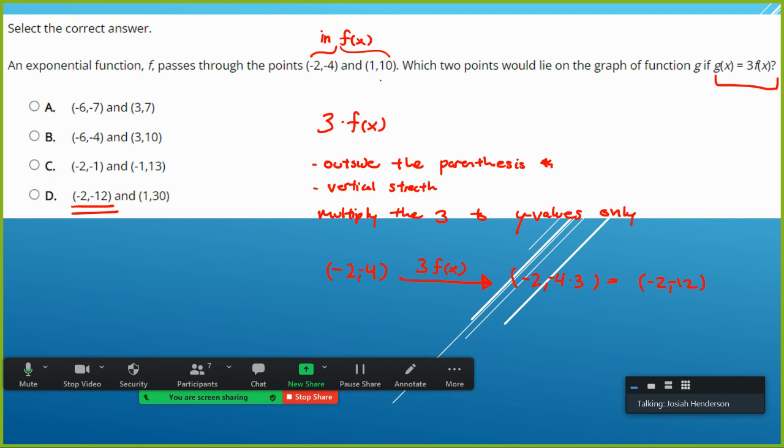So the original point in F was 1, comma 10. Same transformation. 3 gets multiplied to just the y value. So 1 stays the same. 10 times 3 is 30. And sure enough, that is included in the D answer that we found earlier. So those 2 original F points got stretched 3 times bigger or higher than they were before, or lower in the -4 case.